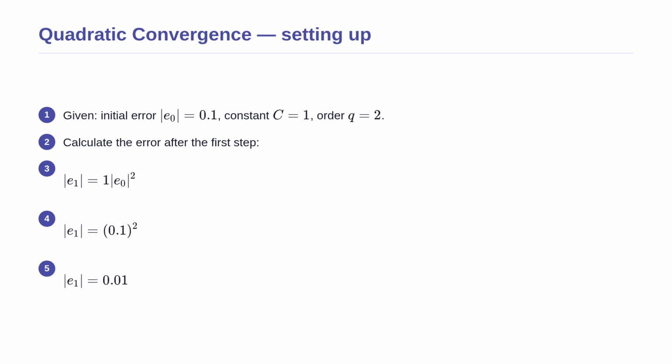We set up the equation for the first step. We take our initial error of 0.1 and raise it to the second power. Squaring 0.1 gives us 0.01. After just one single step, the error has dropped dramatically. We have gained an extra decimal place of accuracy immediately. Let us see what happens in the next step.